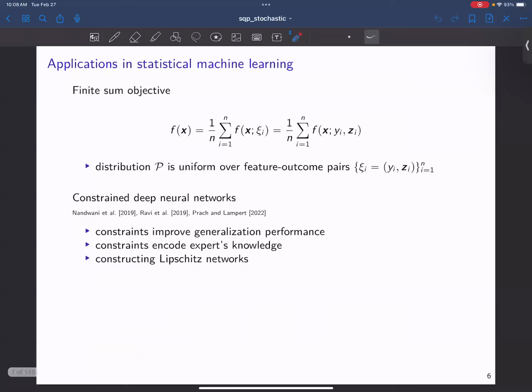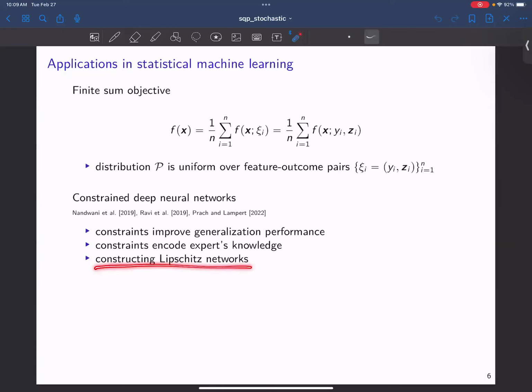A lot of people think about deep learning these days, and also people have looked into problems of constrained deep learning. And so again, the reason why we would want to put constraints on the parameters in the neural network is so that we can improve the generalization performance of a neural network. Or for instance, we could encode some prior knowledge, for example, from a physical system. We can encode the input-output relationship of a neural network.